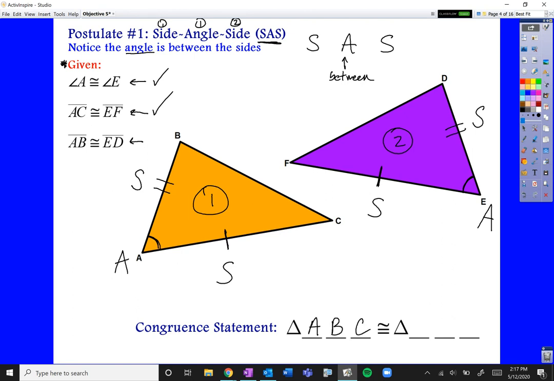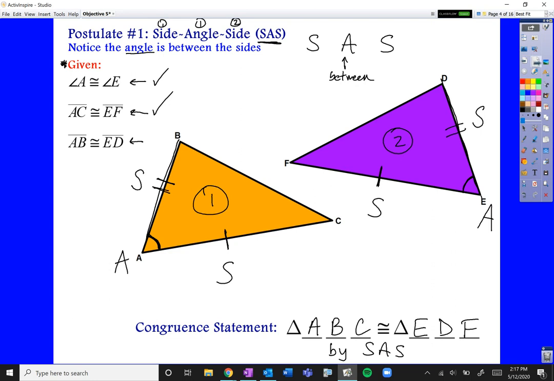Now remember, if I'm going to start at the marked angle, I'm going to go over to B, which means I go down the double tick mark side and over to C and then back. So I'm going to start at the angle, which is E. I'm going to go down the double tick mark side to get to D, then over and back. So we say these two triangles are congruent by side, angle, side.